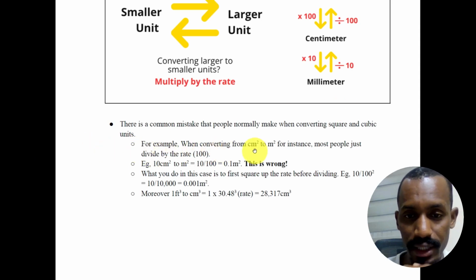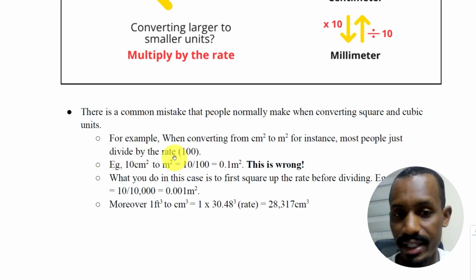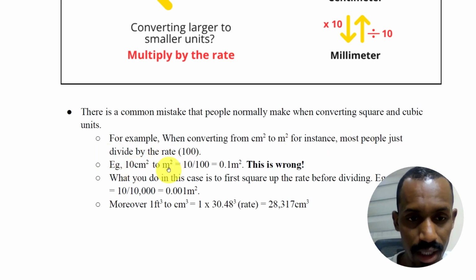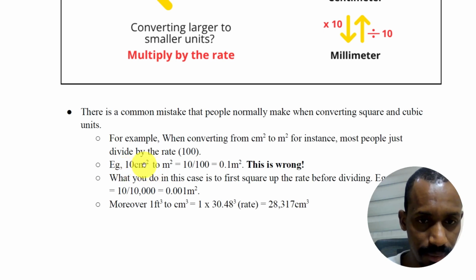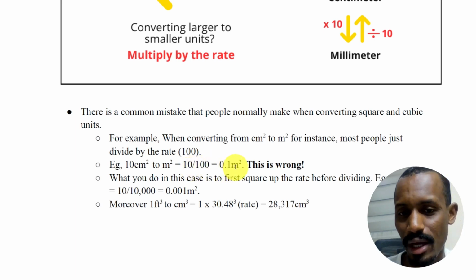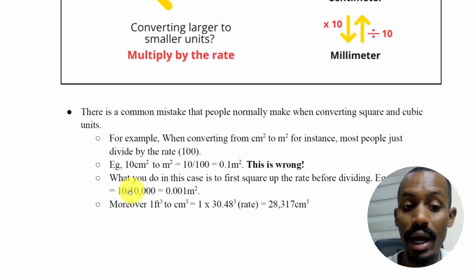For example, when converting centimeter cube to meter cube, most people just divide by the rate. That's not right. Like if you have 10 centimeter square, I'm saying cube, sorry, 10 centimeter square to meter square, people will just do 10 divided by 100, and they will say 0.1 square meter. This is wrong. So what you do in this case is that you have to square the rate as well.